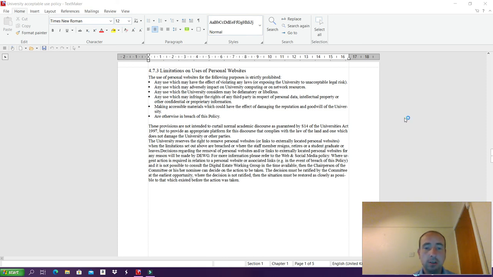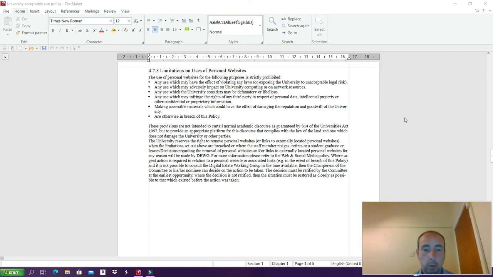These provisions are not intended to curtail normal academic discourse as guaranteed by S.14 of the Universities Act 1997, but to provide an appropriate platform for this disclosure that complies with the law of the land and one which does not damage the university or other parties. The university reserves the right to remove personal websites or links to externally located personal websites when the limitations set out above are breached, or where the staff member resigns, retires, or a student graduates or leaves. Decisions regarding the removal of personal websites and/or links to externally located personal websites for any reason will be made by the DEWG. For more information, please refer to the Web and Social Media Policy.